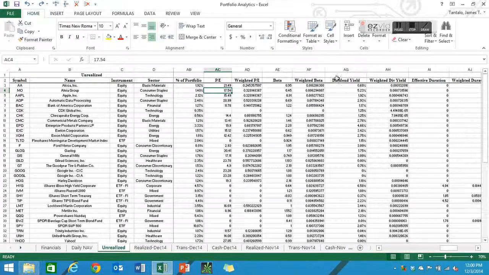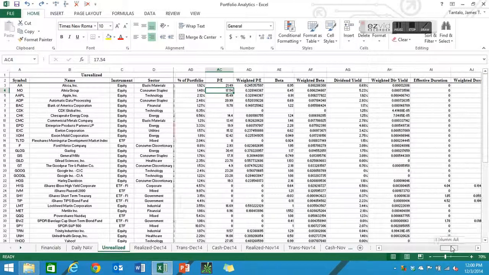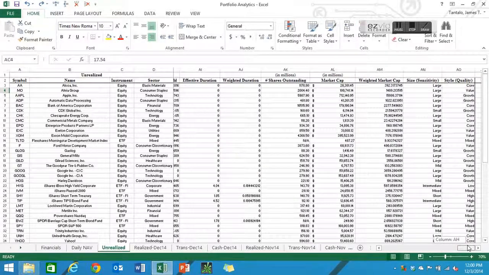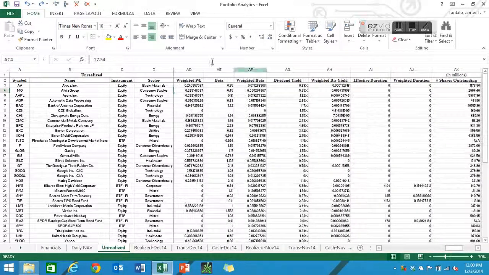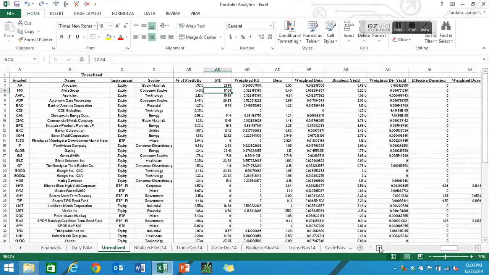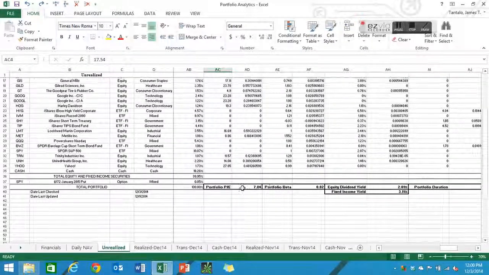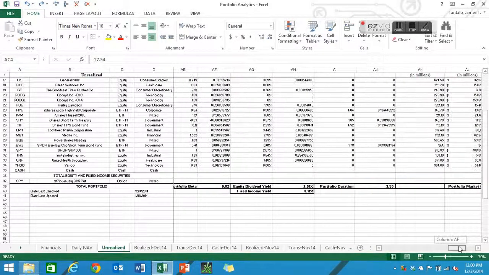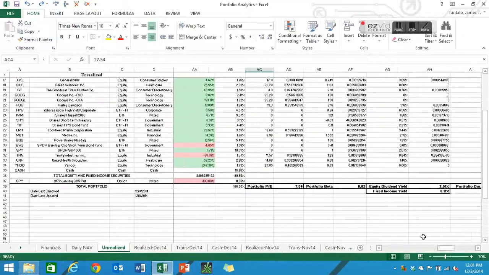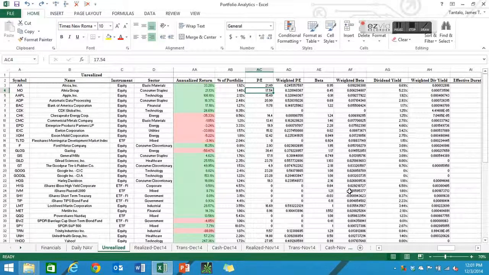These numbers are all taken from Bloomberg, so if you want a good idea of what each of these things are for each company, we update these pretty regularly, so you can come here for that data. Other than that, you won't really need to use this section. This is more to look at our total portfolio: PE, beta, duration, market cap, and our equity and fixed income dividend yields.